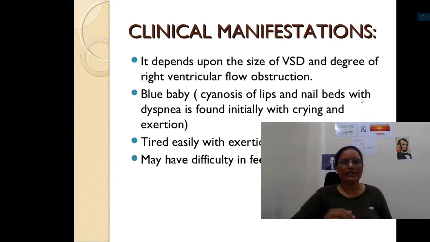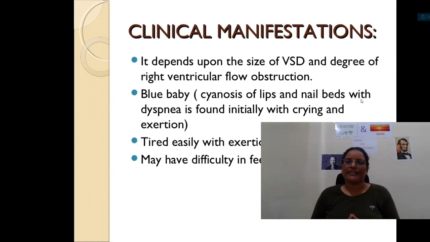Okay. What comes next? That is clinical manifestations. Clinical manifestations depend upon the size of the ventricular septal defect and the degree of right ventricle flow obstruction. Right. Then blue baby. What does it mean, blue baby? Cyanosis, when the baby is cyanosed specifically at the lips and nail beds, with dyspnea. Dyspnea means difficulty in breathing, found initially with crying and exertion.